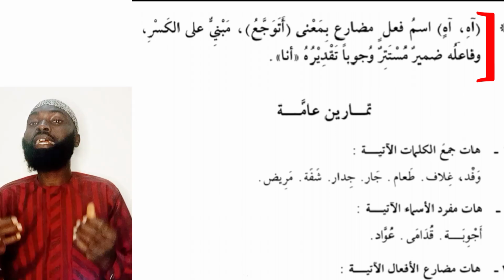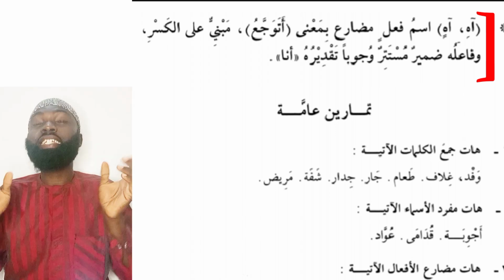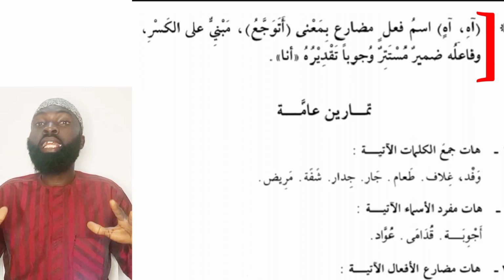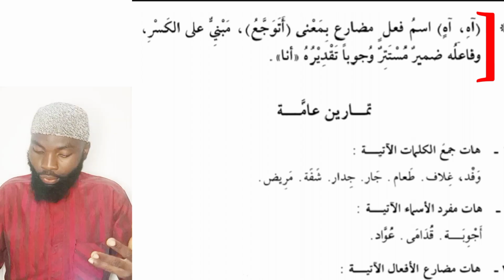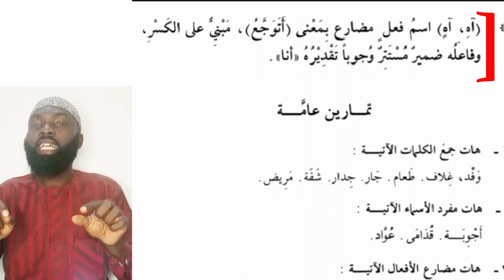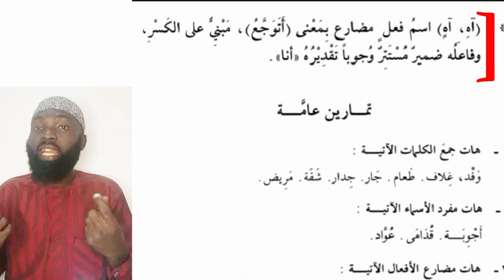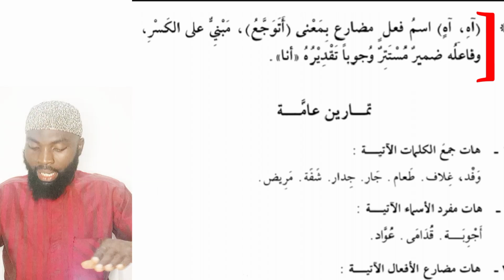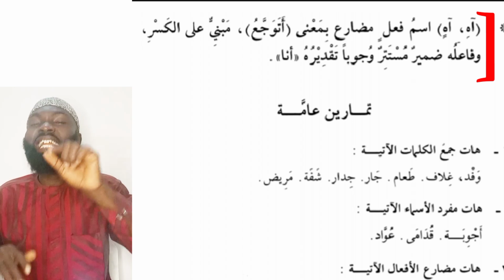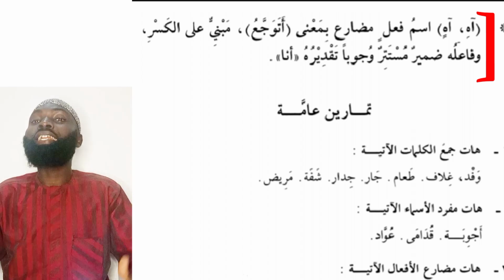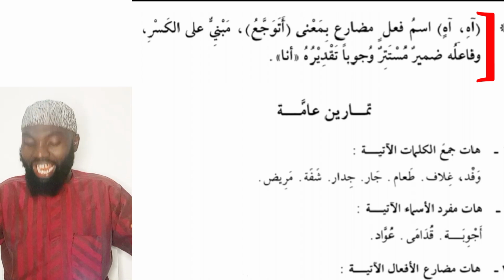So it is built and constructed upon kasra, meaning it doesn't change to dhamma, fatha or sukun. And the subject is a dhamirun mustatirun, a latent, hidden pronoun, wujuban, which is compulsorily hidden, taqdiruhu, which is ana. So when I say it means ana atawajja'u, ana ata'allamu, which means I'm feeling pain.